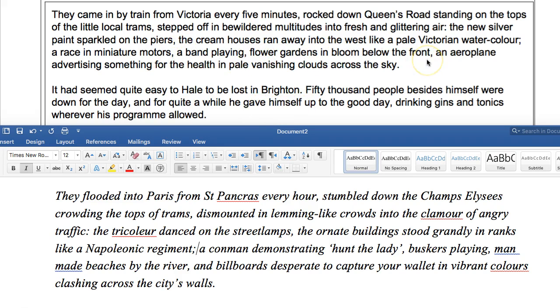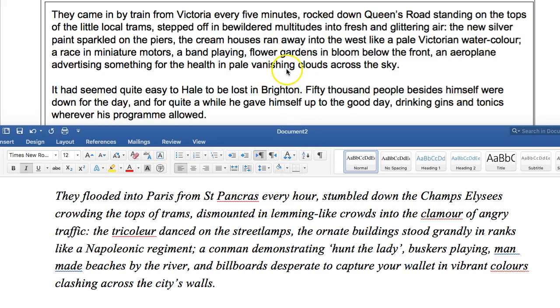flower gardens in bloom down the front becomes man-made beaches by the river. Actually, if you go to Paris, you can actually find a man-made beach on the river. It's kind of weird. An aeroplane advertising something from all the health becomes billboards. I've kept the idea of advertising. Desperate to capture your wallet. So I've added a bit more in there to suggest that the advertising is desperate. I've added in an adjective that this original writer didn't do. So I've cheated a bit, terribly sorry. In vibrant colours, clashing across the city's walls.